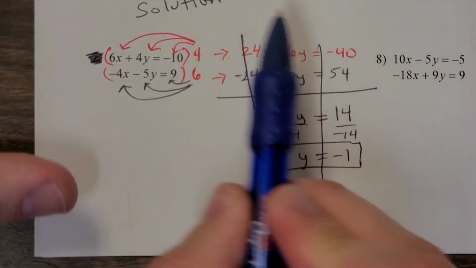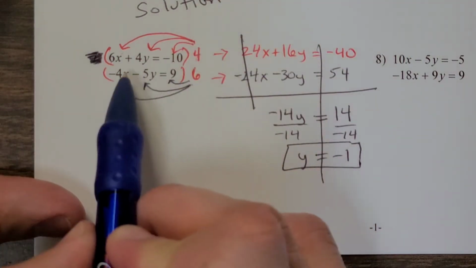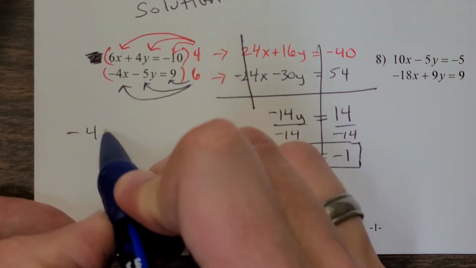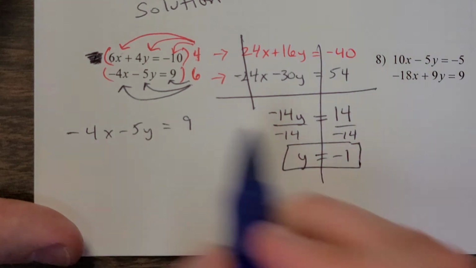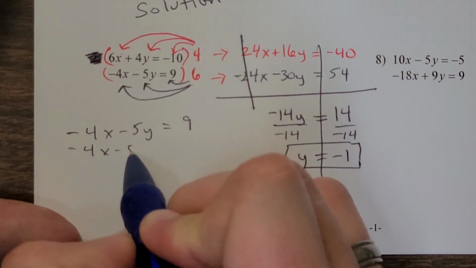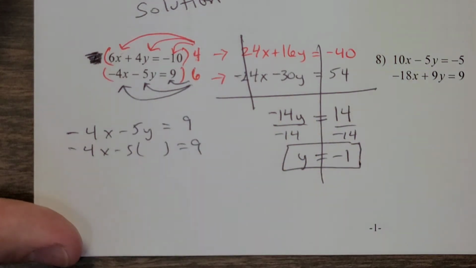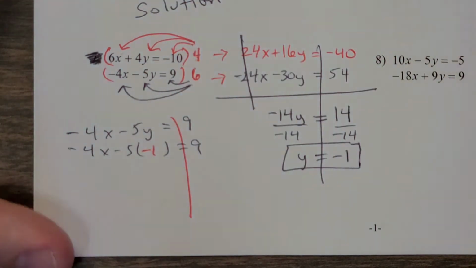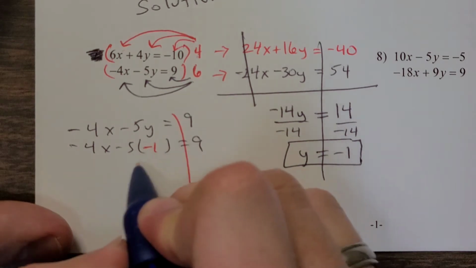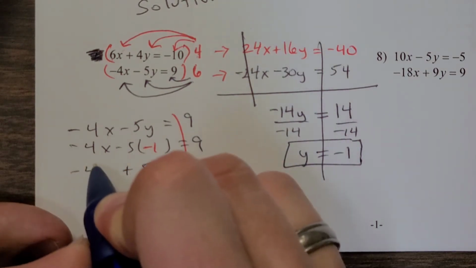Anywhere you want. I'm going to look for the smallest numbers. It's probably here, right? Negative 4x minus 5y equals 9. And then I just figured out that y is equal to negative 1. So instead of y, I'm going to plug in negative 1, and then I'm going to solve. So negative 5 times negative 1 is a positive 5.